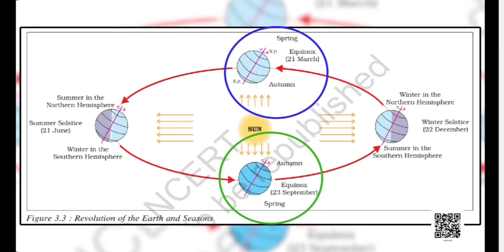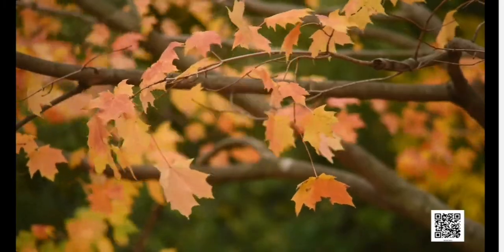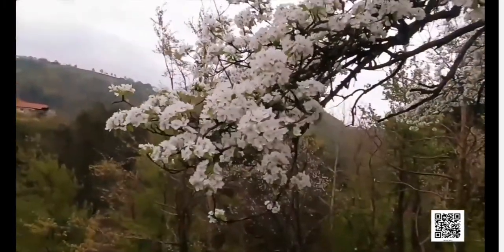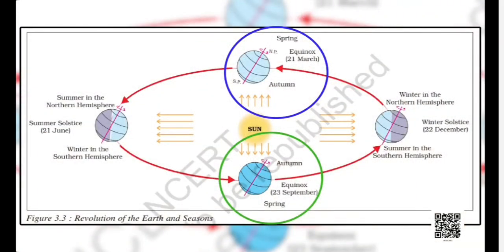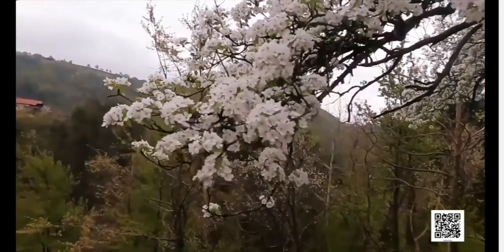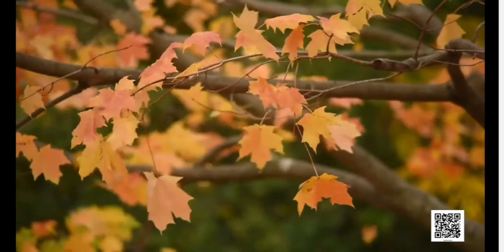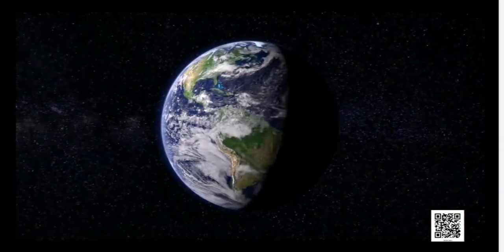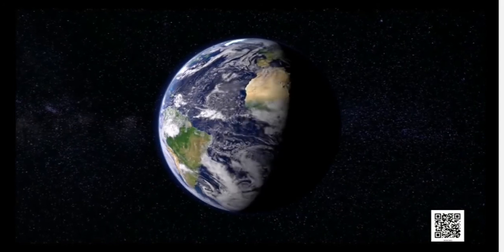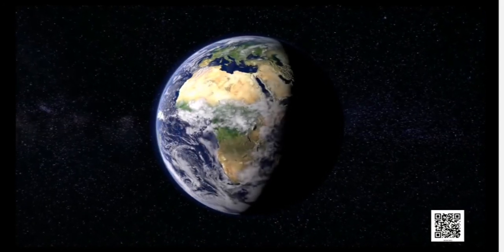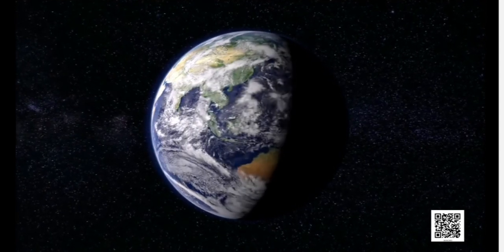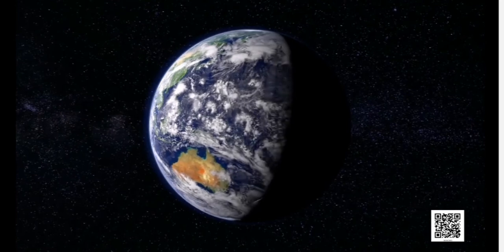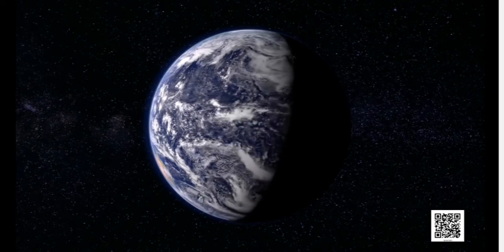On 23rd September, it is autumn season in the northern hemisphere and spring season in the southern hemisphere. The opposite is the case on 21st March, when it is spring in the northern hemisphere and autumn in the southern hemisphere. Thus, you find that there are days and nights and changes in the seasons because of the rotation and revolution of the earth respectively. Students, let's do the exercise of this chapter to check our knowledge, what we have learned so far.